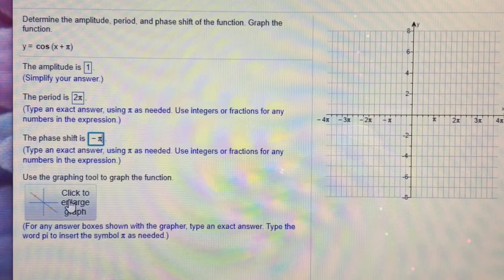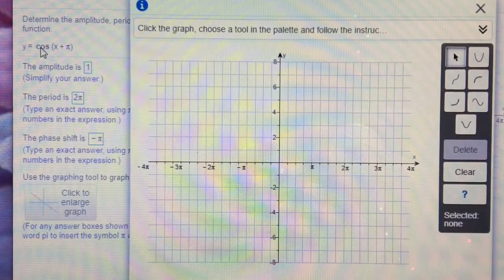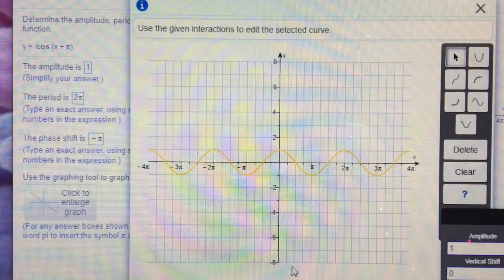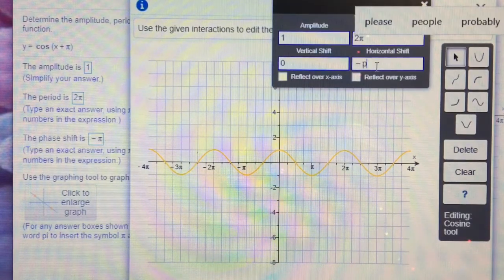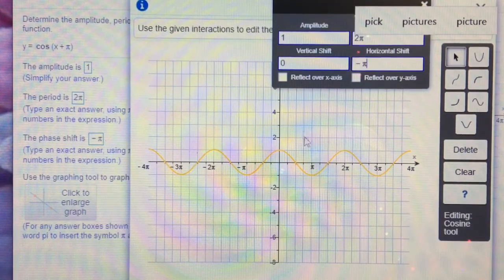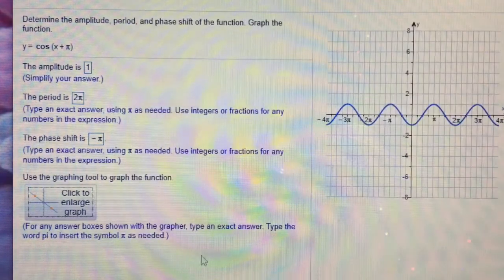And now I can graph. Remember the cosine. Cosine is going to be this picture. Click anywhere. My amplitude is 1. My period is 2 pi. I don't have a vertical shift, but I do have a horizontal shift of negative pi. No x reflect. And that's my drawing.